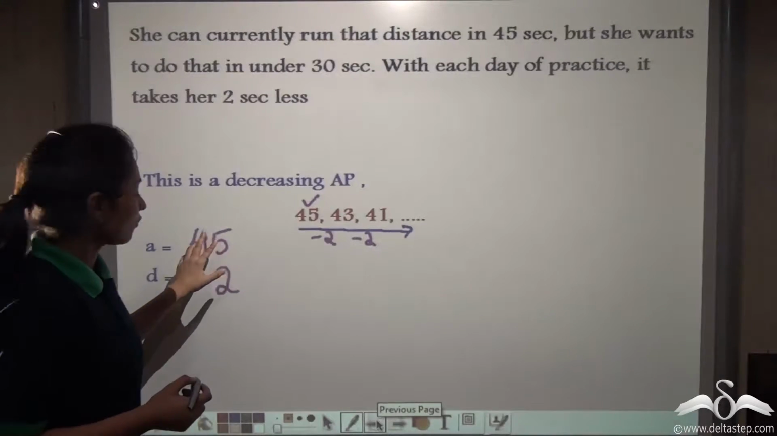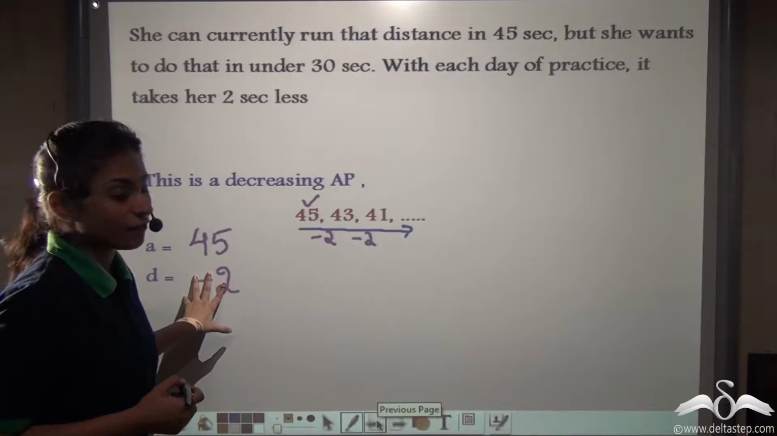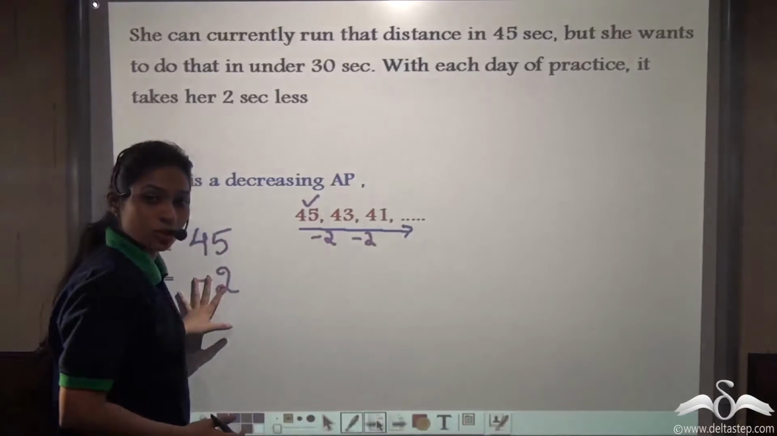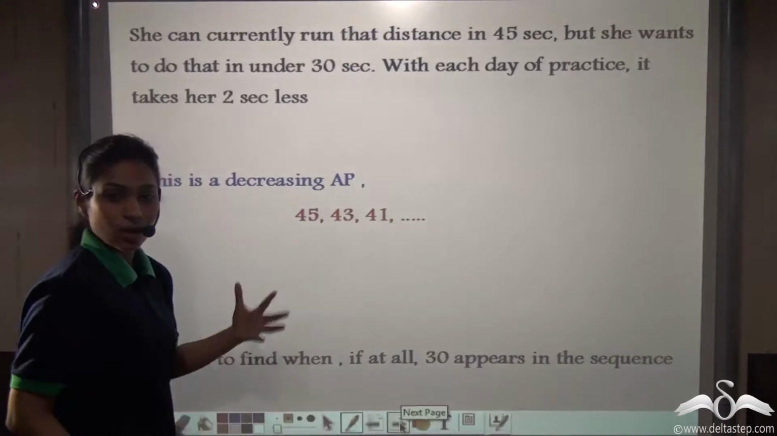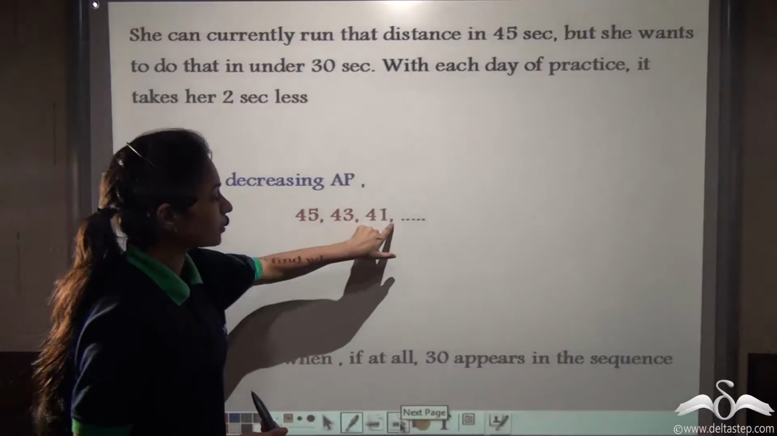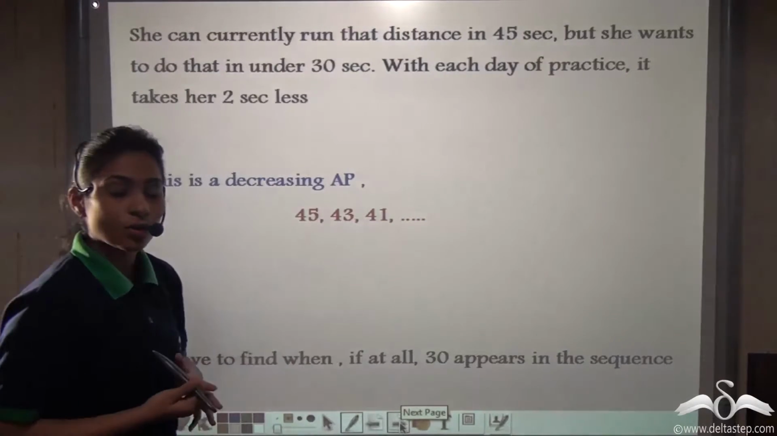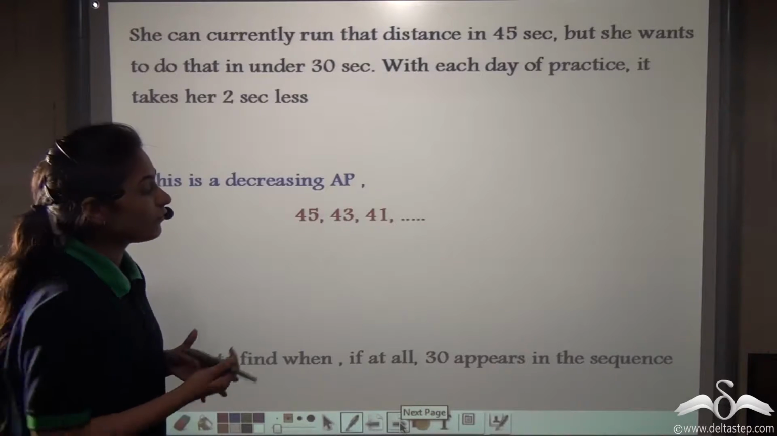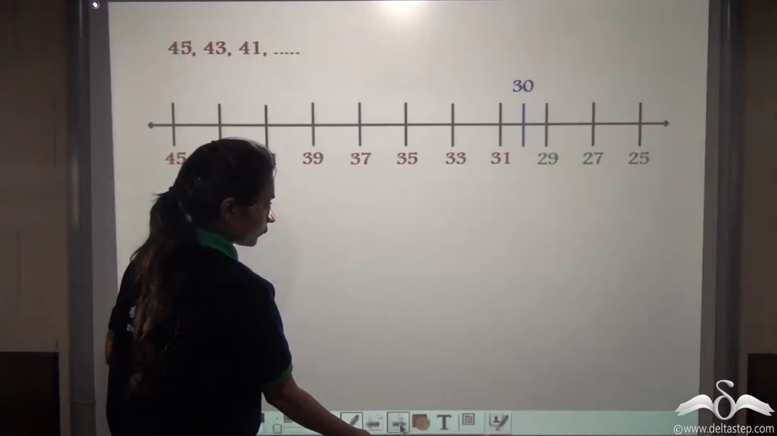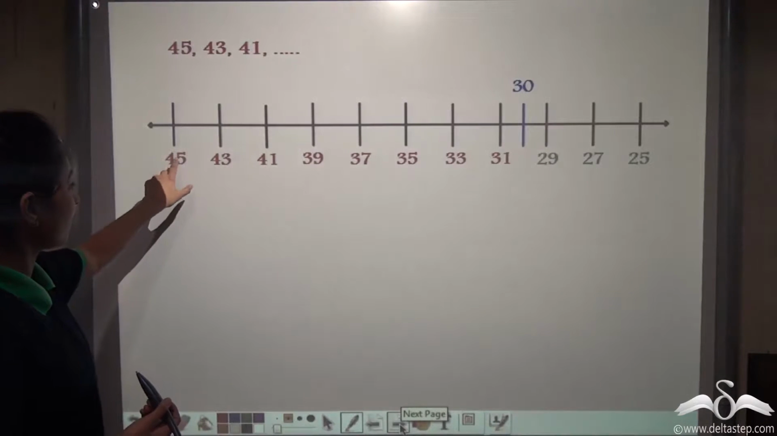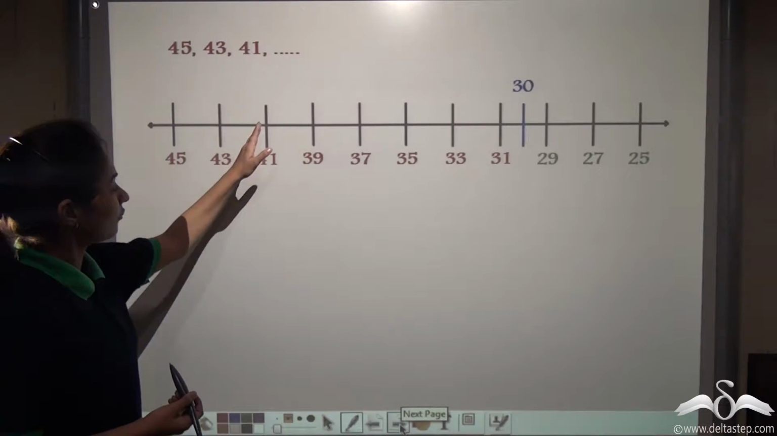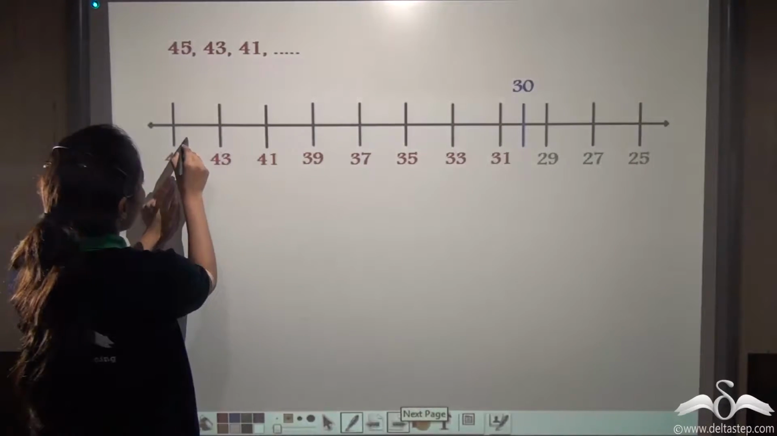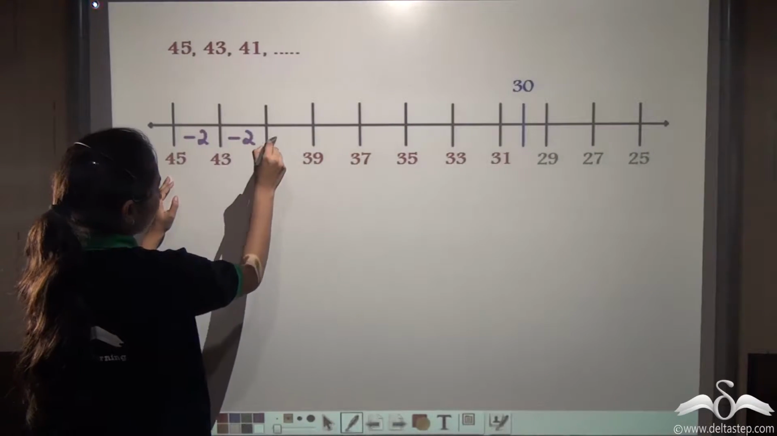But what is the cost of finding this out? Well, we have to know whether or not 30 seconds appears in this sequence or not. So this is our goal, to find out whether 30 appears in this sequence or not. Now you know how to find that by using the formula for the nth term. But if I look at this on a number line, you can see 45, then 43, 41, 39 and so on. We've just named this by subtracting the common difference between them.